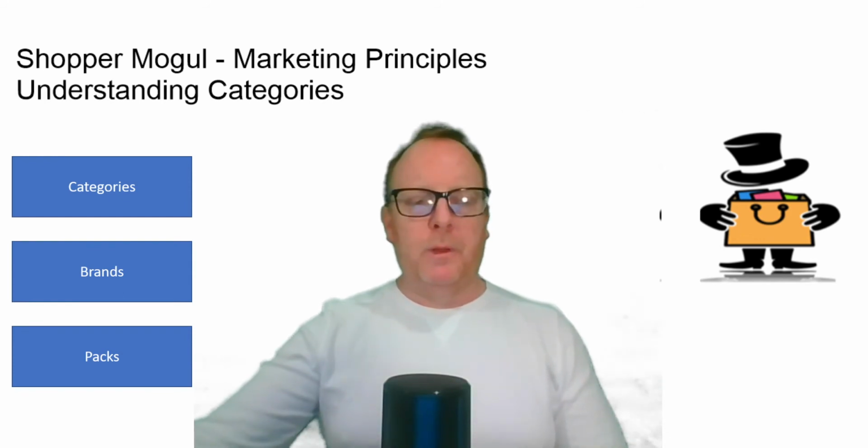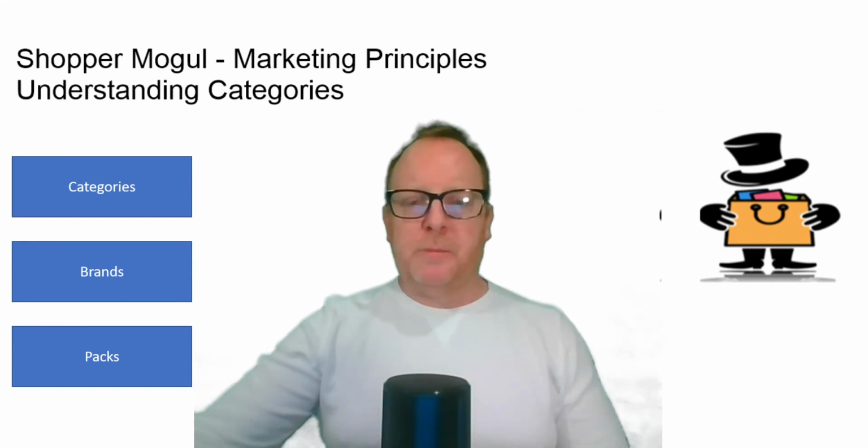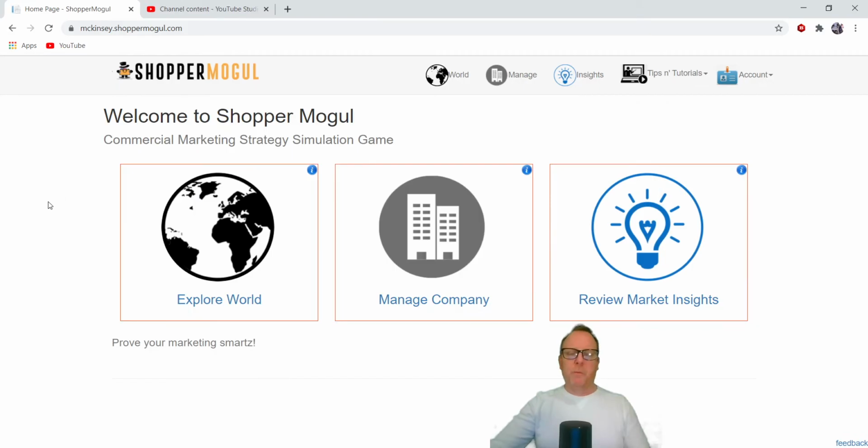So what does this mean for the simulation? From the home page, you can find out what categories are available for you to sell just by going to the world page.